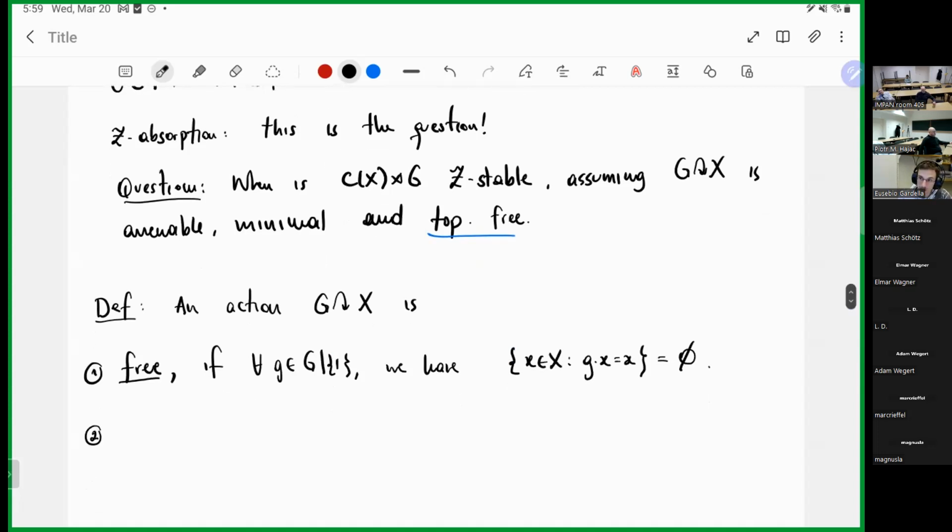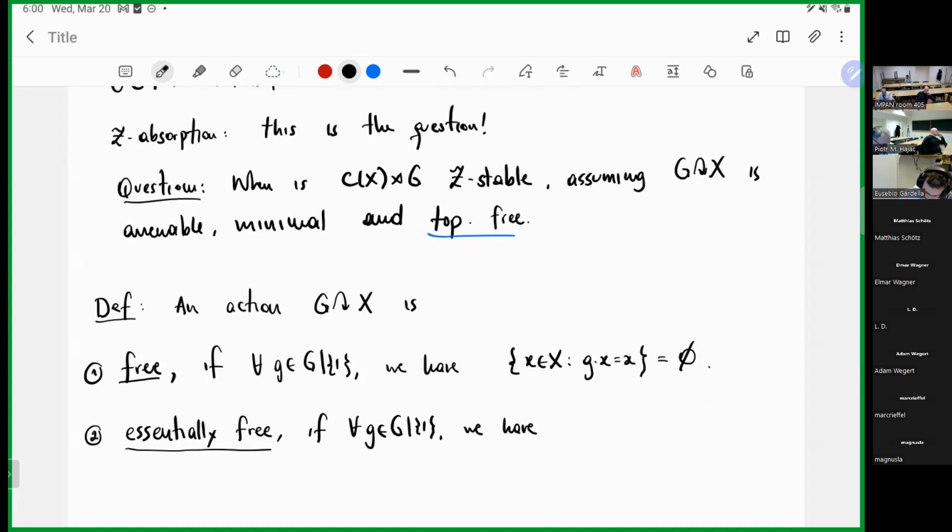Then we have essentially free, which means the following. It means that for every non-trivial group element, well, we don't necessarily have that this set is trivial, but its measure under every invariant probability measure is 0.